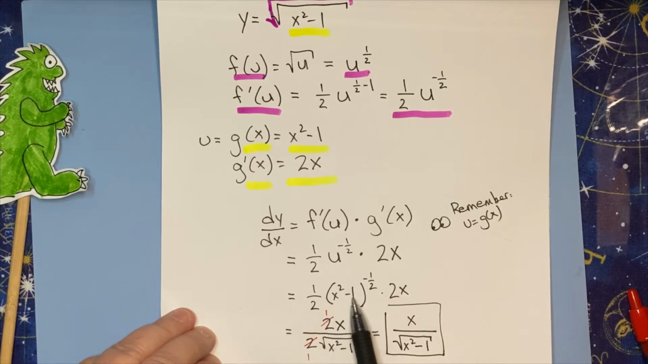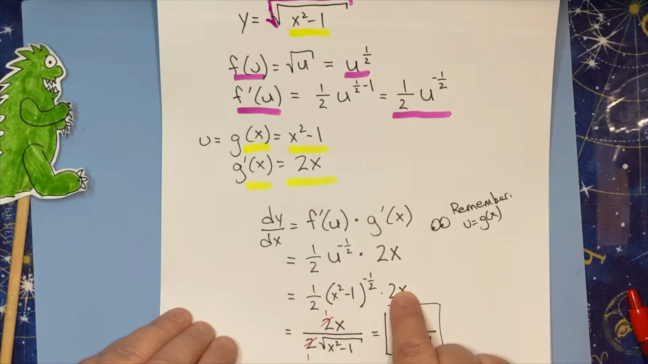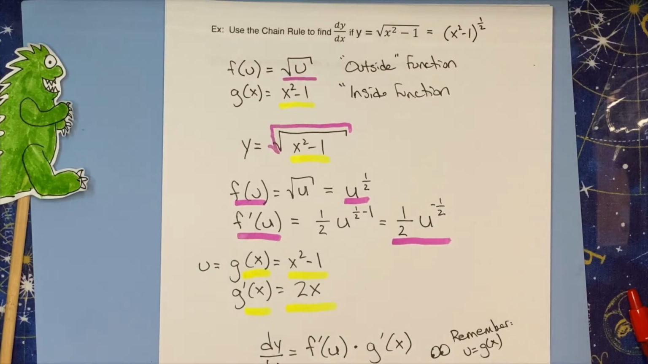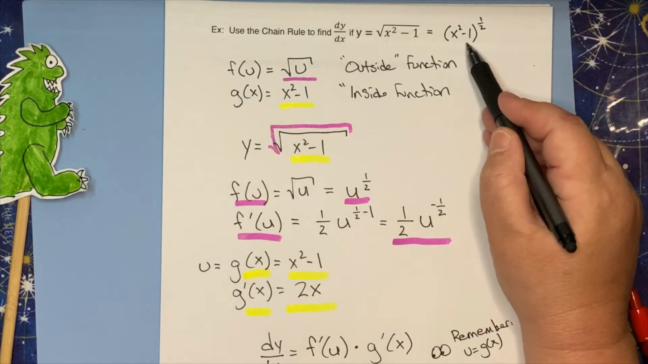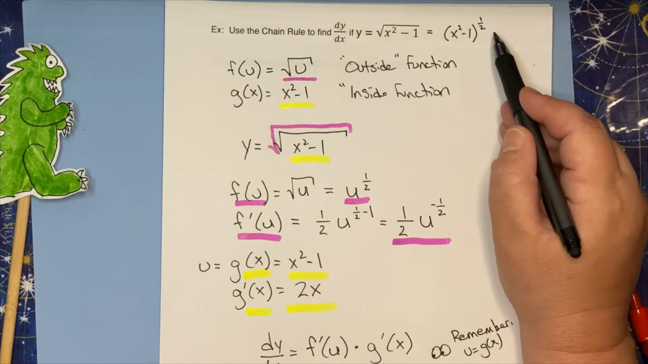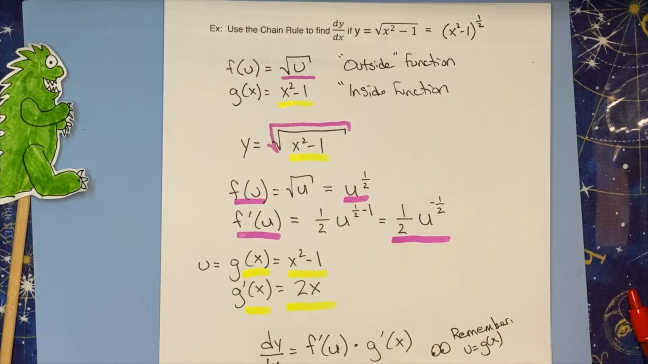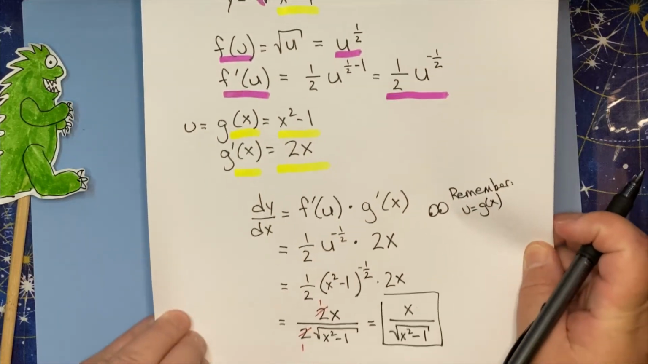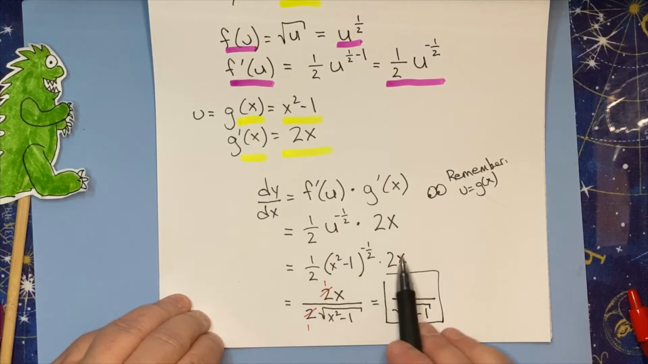Notice the x squared minus 1 stays put. And then what do you do on the outside? On the outside, you take the derivative of the inside. So what's going on? The 1/2 comes down. You leave the x squared minus 1, the inside, the same. You get negative 1/2. And then you multiply times the derivative of what's inside, the 2x. That's why it's considered a chain, because you do the outside and then it spits out another one.